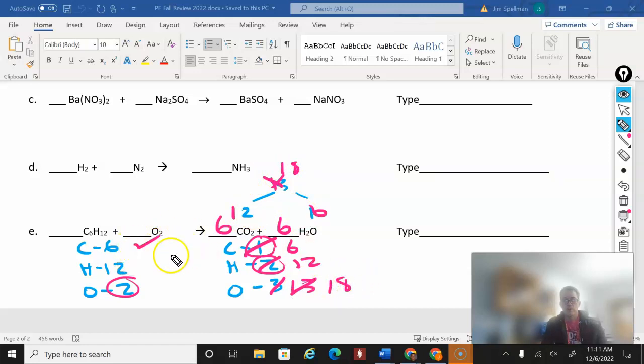Now my carbons are balanced, my hydrogens are balanced. The only thing left is my oxygens. I need to turn this into an 18. I can turn this into an 18 by putting a 9 in the front because 9 times 2 ends up being 18. And now that balances the oxygens. Everything is done. We have some balanced equations.